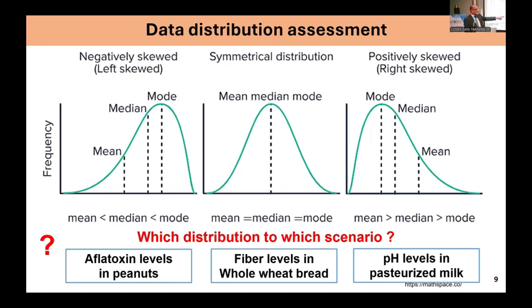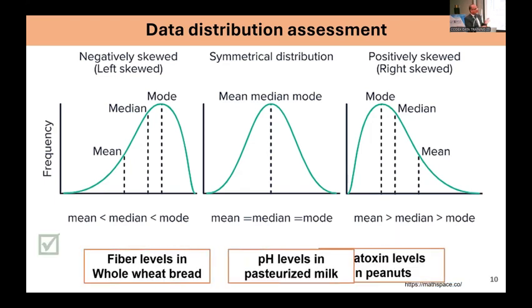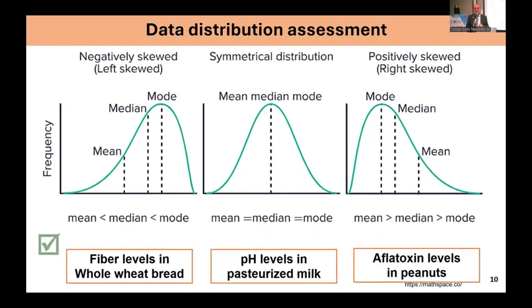So if we come back to fiber levels in whole wheat bread, the opposite should be negatively skewed. Negatively skewed, because when we talk about fiber in whole wheat, we are expecting a high level of fiber, and few samples that are not really rich in fiber. And finally, pH level in pasteurized milk. It has to be so constant. The major part of the samples will be in the center, and that's the result.